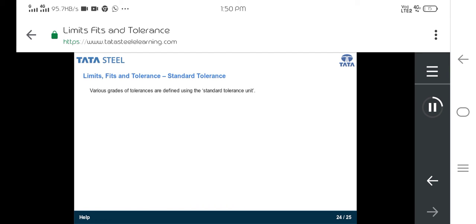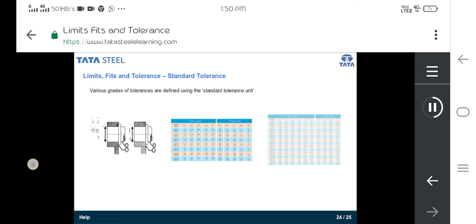Various grades of tolerances are defined using the standard tolerance unit. Click the images to zoom in.